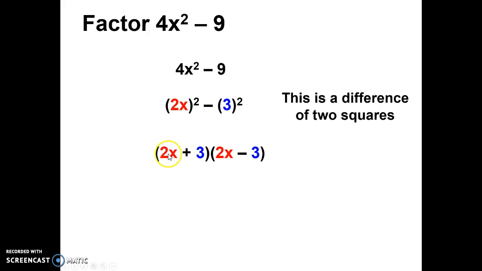If you check with FOIL, the front two terms give you the 4x squared, and the last two terms give you the negative 9. The insides and outsides will cancel each other out. This is negative 6x, this is positive 6x. You create a zero pair and they drop out. Okay?